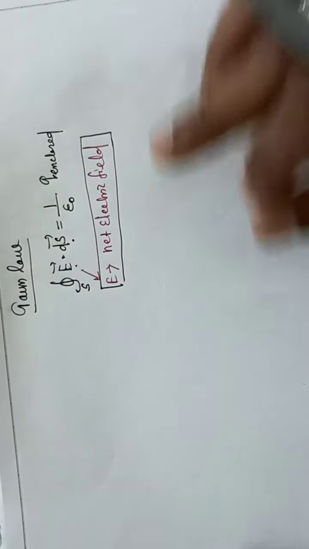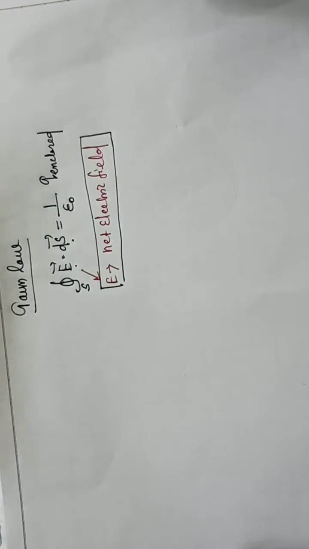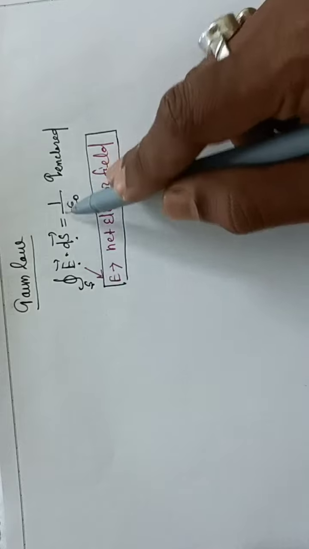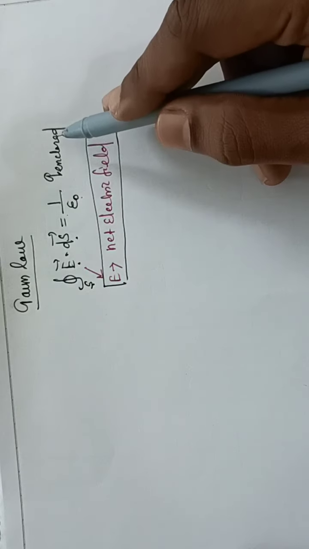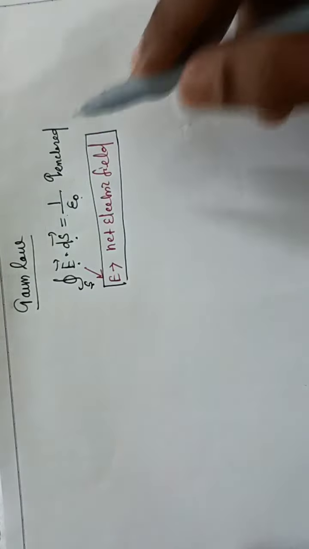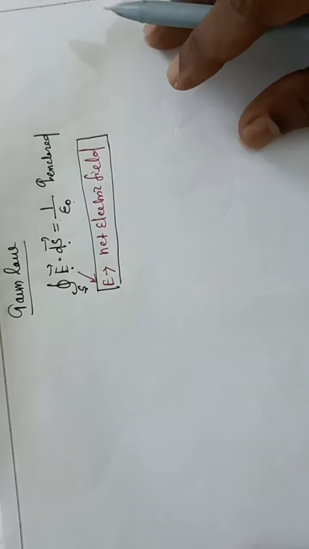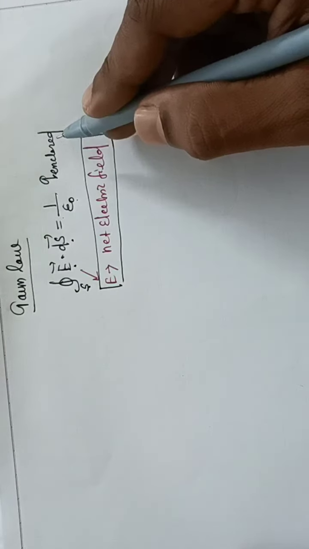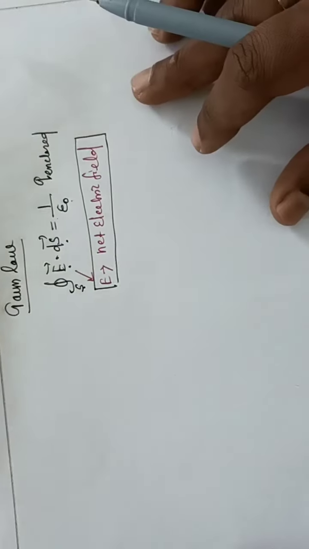And the second most important statement that we have to draw is that if the net flux of the system is 0, the net electric field of the system is not necessarily 0. The surface integration of electric field over any closed surface is equal to 1 by epsilon naught times the amount of charge enclosed within that Gaussian surface. This is the statement. The important thing is that E is the net electric field of the system, but we are counting the flux only due to the charge enclosed within the Gaussian surface.